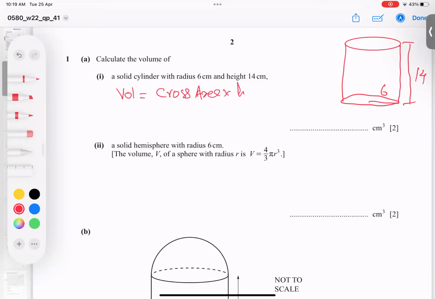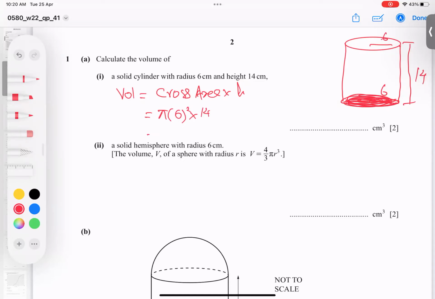What is the cross area shape? It is a circle shape, see in the bottom, circle shape. Radius is 6. So the area of a circle is pi r squared, pi times 6 squared, into the height of the container, which is 14.